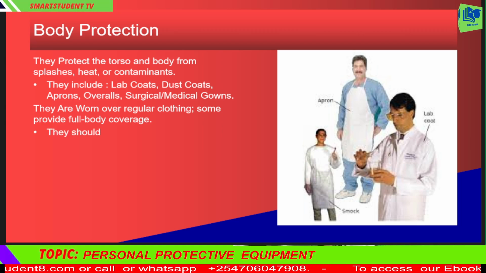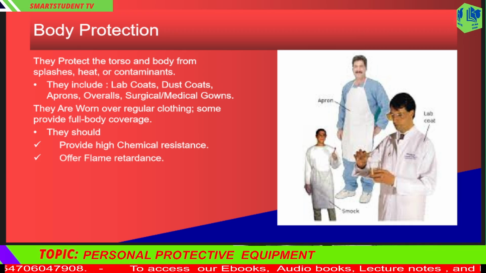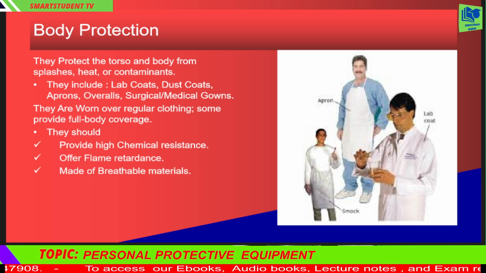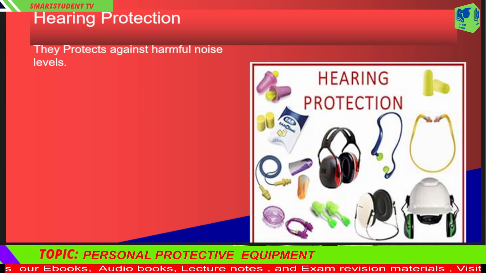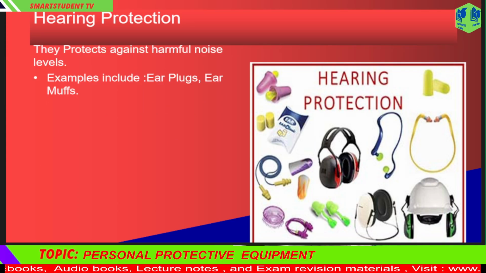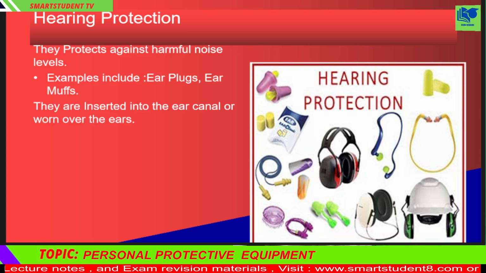They are used during chemical synthesis, sterilization, or handling infectious agents. They should 1. Provide high chemical resistance. 2. Offer flame retardance. 3. Be made of breathable materials. 8. Hearing protection. They protect against harmful noise levels. Examples include ear plugs, ear muffs. They are inserted into the ear canal or worn over the ears. Used in noisy environments with machinery or ultrasonic equipment.